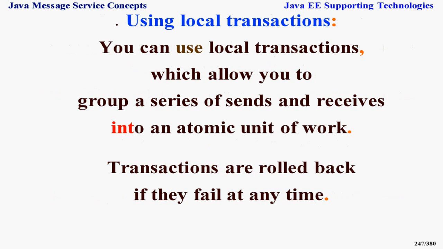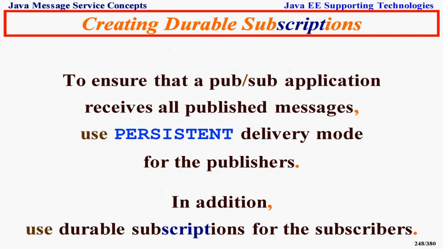Using local transactions. You can use local transactions, which allow you to group a series of sends and receives into an atomic unit of work. Transactions are rolled back if they fail at any time. Creating durable subscriptions. To ensure that a pub/sub application receives all published messages, use persistent delivery mode for the publishers. In addition, use durable subscriptions for the subscribers.